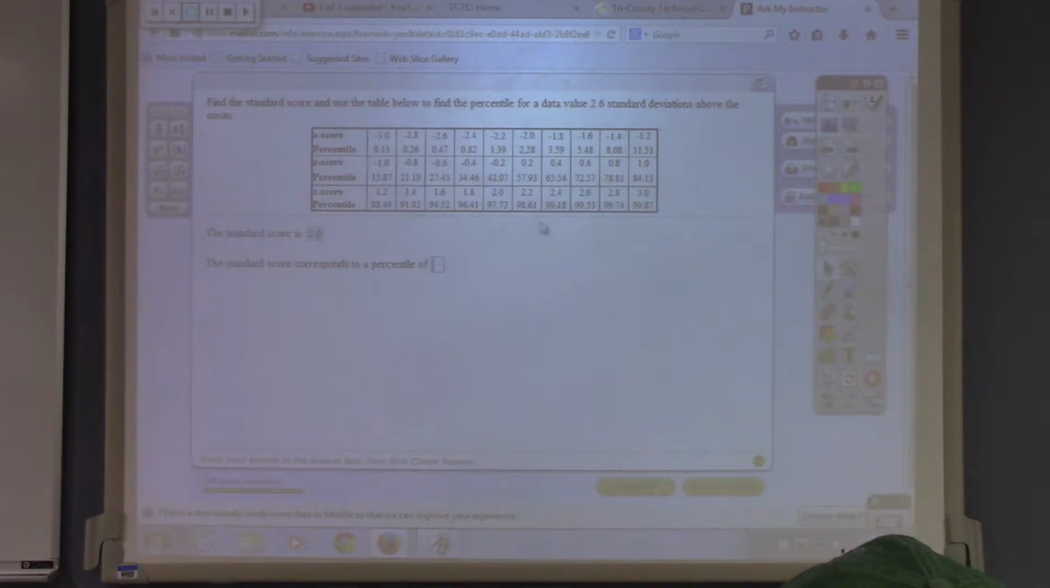Standard score, 99.53. Okay, we should get the second part. Remember, what they're trying to get you to see is that the z-score is the number of standard deviations. It's the same thing. That's what they're trying to get you to realize.